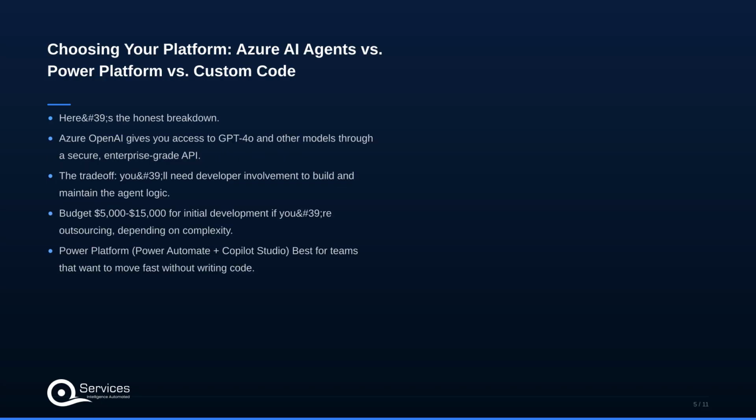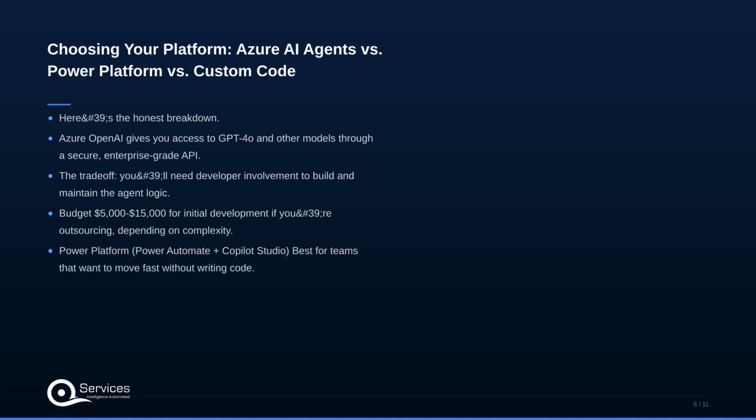Let's talk about choosing your platform, Azure AI agents versus Power Platform versus custom code. This is where most SMBs get confused, and the confusion is understandable because vendors have financial incentives to make every option sound right for everyone.